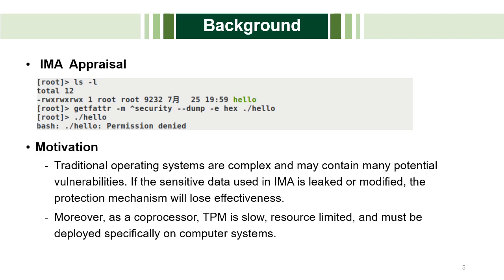However, traditional operating systems are complex and may contain many potential vulnerabilities. If the sensitive data used in IMA is leaked or modified by the attacker, the protection mechanism will lose effectiveness. Moreover, as a coprocessor, TPM is slow, resource limited, and must be deployed specially on the computer system, which limits the usage of IMA.